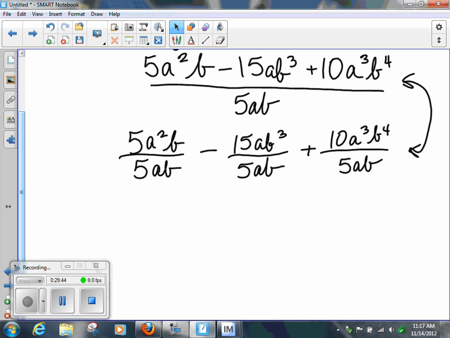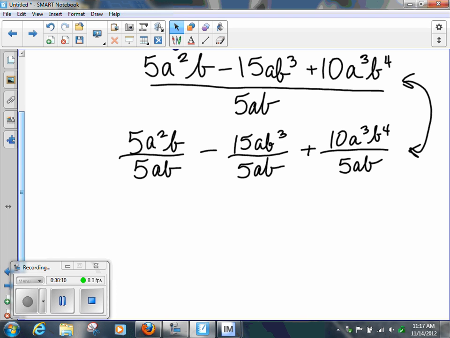You can do that. Yeah, you can do that. That's another way to skin the cat. Okay? Will you always be able to factor out a GCF? No. So just be aware of that. Absolutely, you can do that. If you factored out a GCF, then you would keep it as one fraction. Okay? You should still get the same answer though.